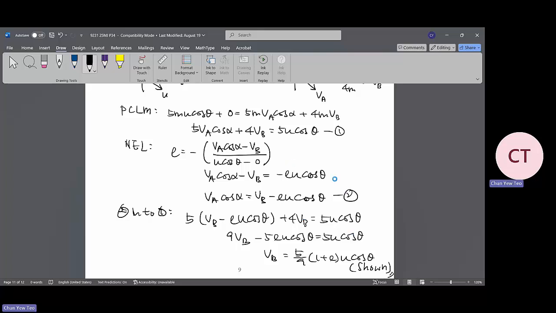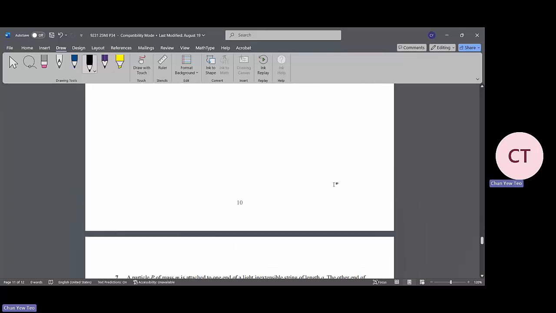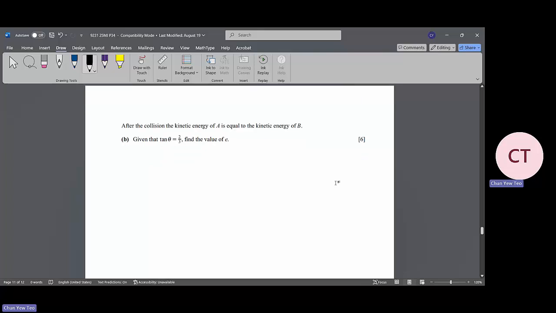Now we move on to the B. After the collision, the KE of A is equal to the KE of B. Given that tan theta is equal to 2/3, find the value of E. So tan theta is 2/3. We make a right angle triangle over here.